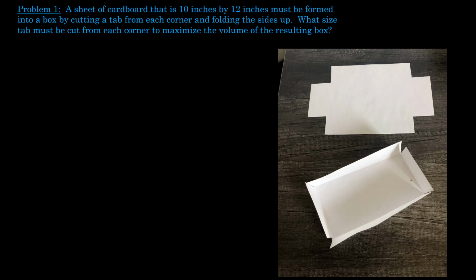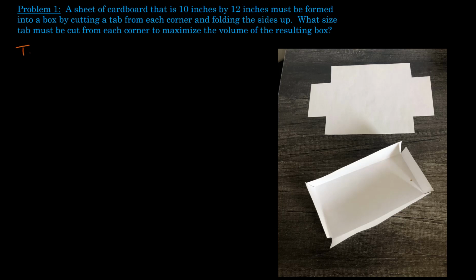You have a sheet of cardboard that is 10 by 12 inches long. One of the ways that boxes are formed is by cutting a tab from each corner and folding the sides up. On the right side here, you can see where a tab has been cut from each corner. All 4 corners are missing a tab. Several things to notice. Okay.